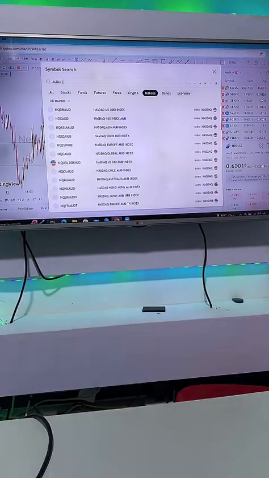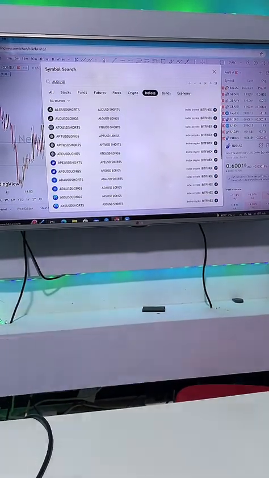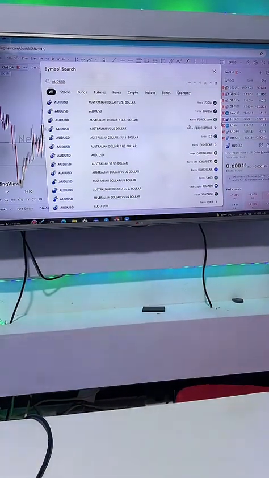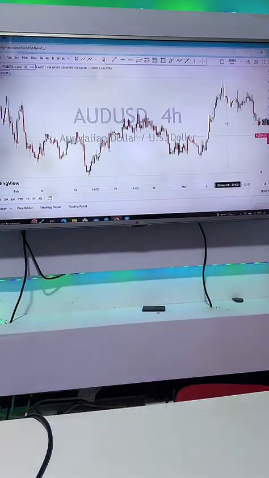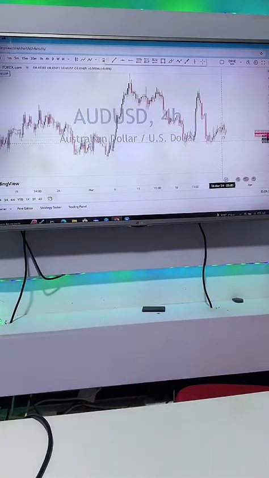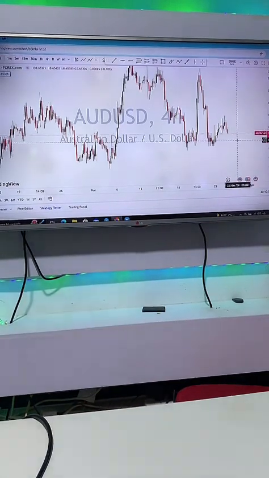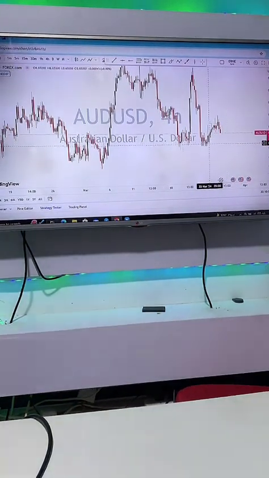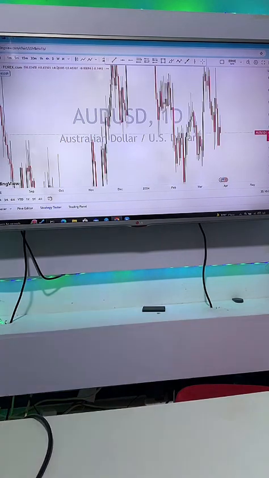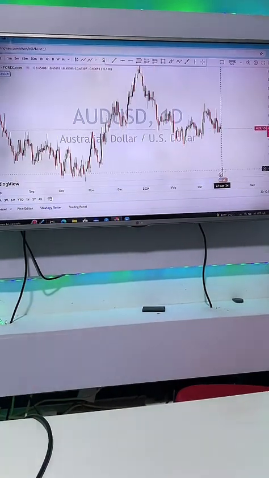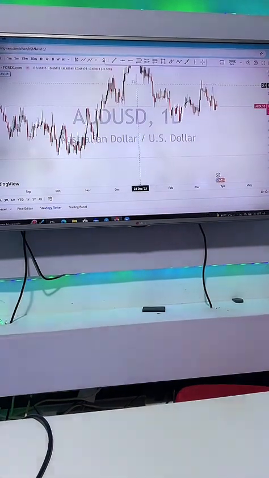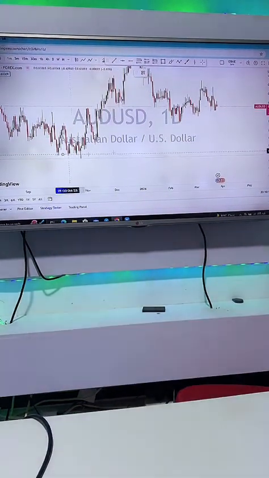AUD USD, AUD USD on forex.com. For AUD USD, this is what is happening. First of all, let me look at the daily time frame. Okay, so if you look at the daily time frame, there is something right here.